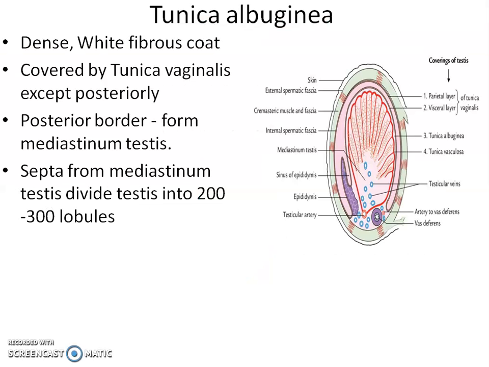The tunica albuginea is white fibrous coat which is dense and is covered by tunica vaginalis from outside. The posterior border is thickened to form what is called as mediastinum testis, and septa from mediastinum testis enter into the substance of the testis and divide the testis into 200 to 300 lobules.